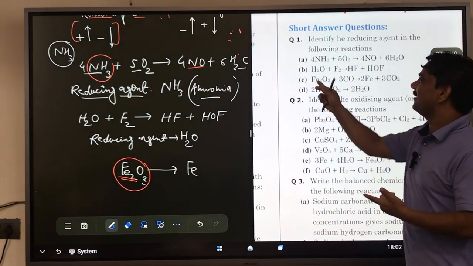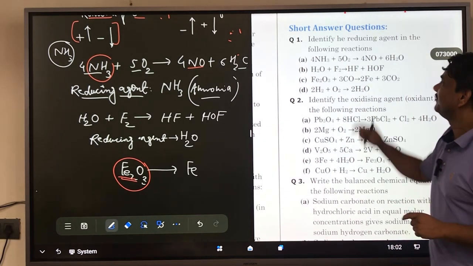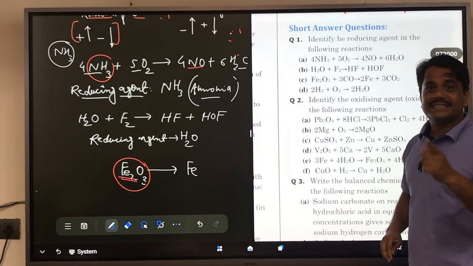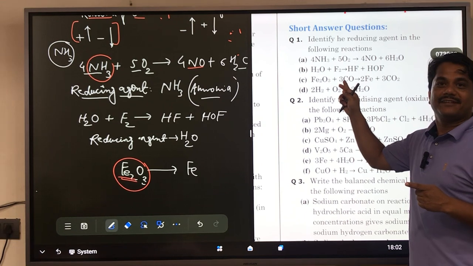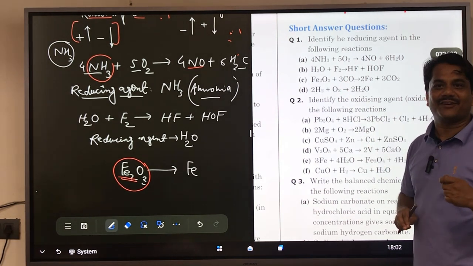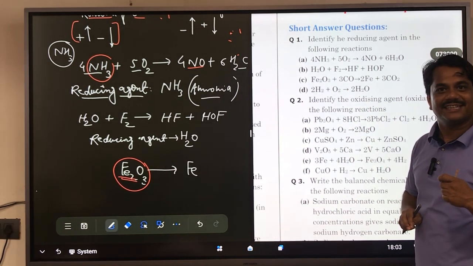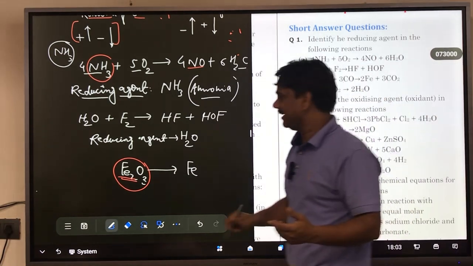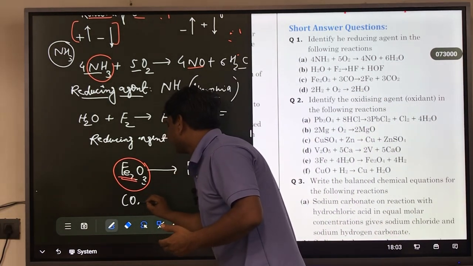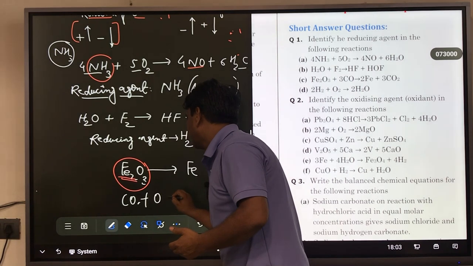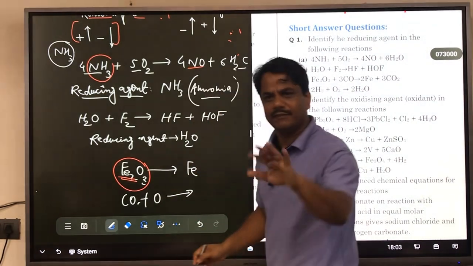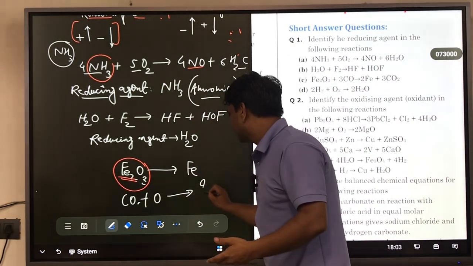So obviously, sir, Fe2O3 cannot be the reducing agent here. Who is taking oxygen? Sir, CO is taking oxygen from Fe2O3. So CO here is taking the oxygen atom. How many are there? We'll balance this later.